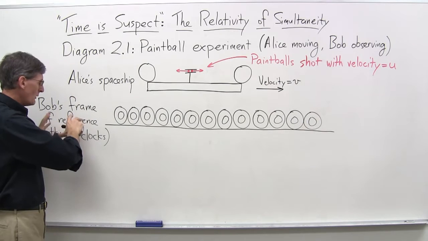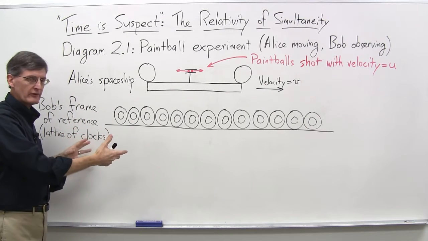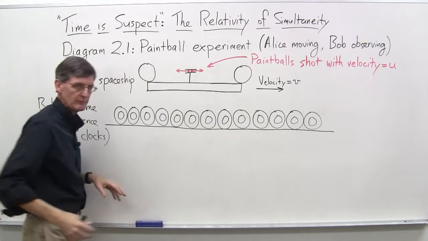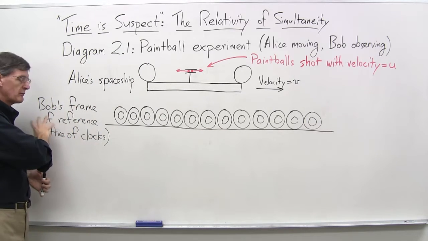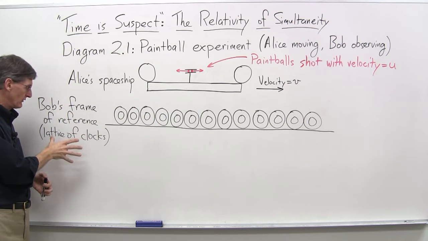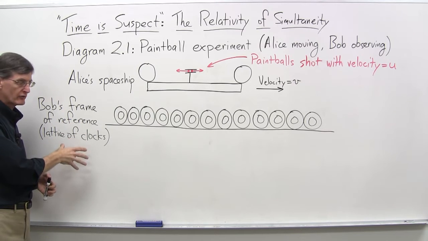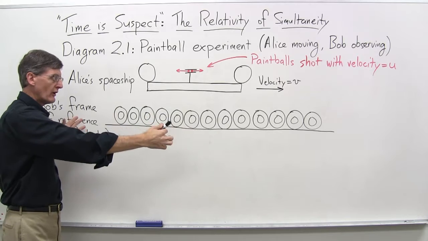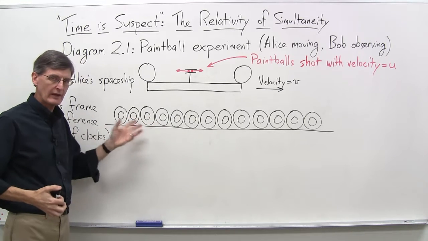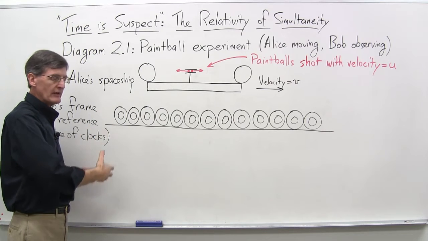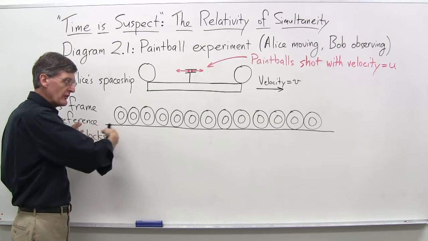Bob, we've replaced his spaceship. Really, we could imagine his spaceship is still here, stationary, but we've replaced it with a representation of his frame of reference, in other words, his lattice of clocks. Whether the spaceship is there or not, this is where we get the payoff for the emphasis we had before about events and observers. They do it with a lattice of clocks.